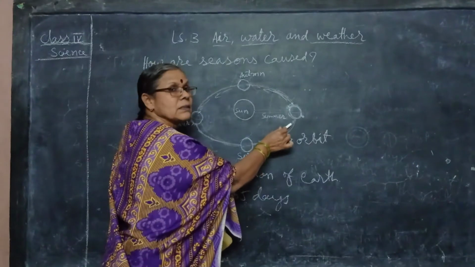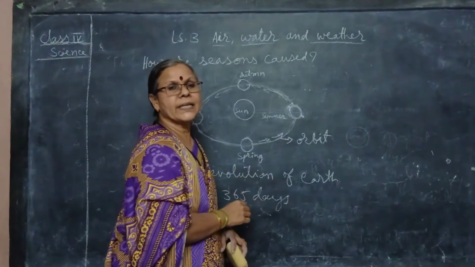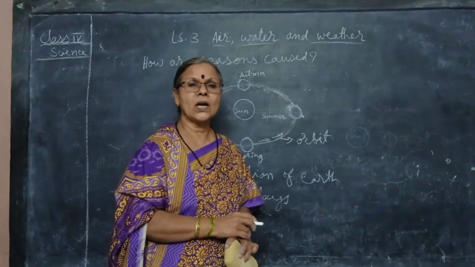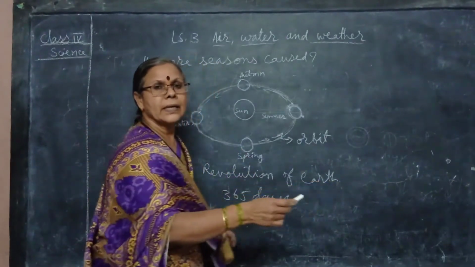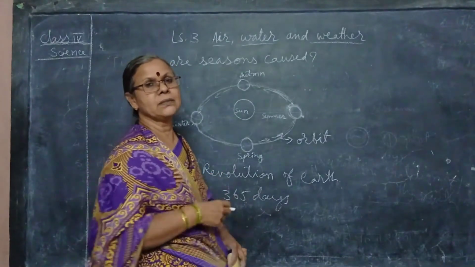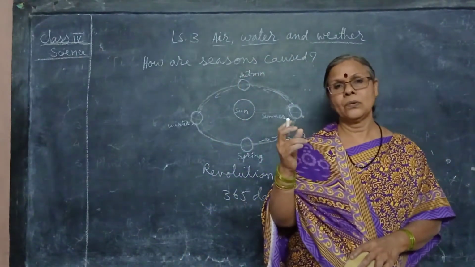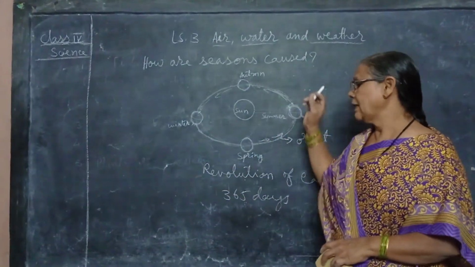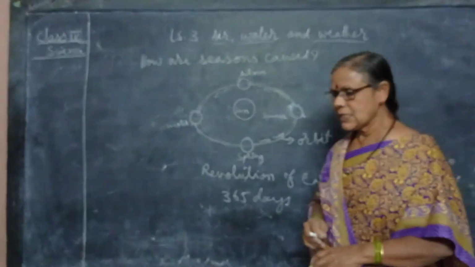And when the earth moves around the sun, it takes 365 days. The movement of the earth around the sun is called revolution of the earth. It causes change in the seasons. We have seen the seasons: summer season, rainy season, winter season, and autumn and spring season also we have seen. With this we have completed.